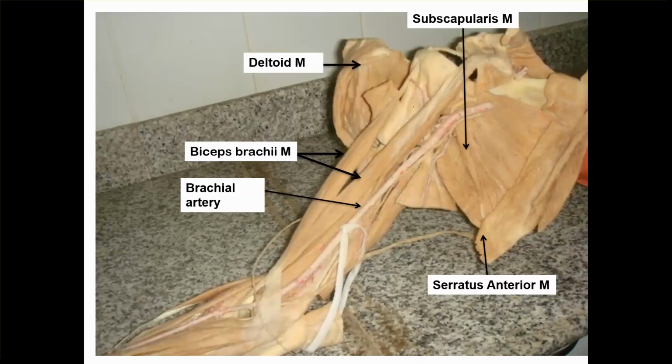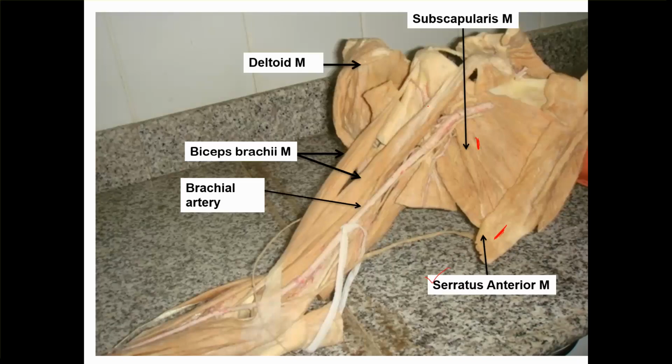So we can see here the pectoralis muscle will not be seen as it is not there in this specimen. This is a part of the scapula and the humerus. This muscle is the subscapularis. This muscle, which is seen on the medial aspect of the costal surface of the scapula, is the serratus anterior muscle, which is supplied by the long thoracic nerve.